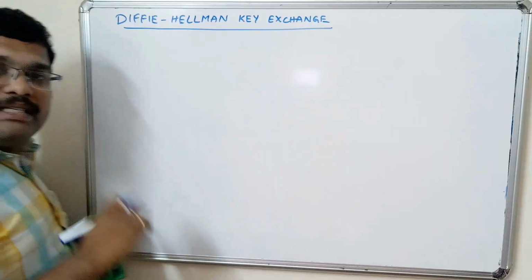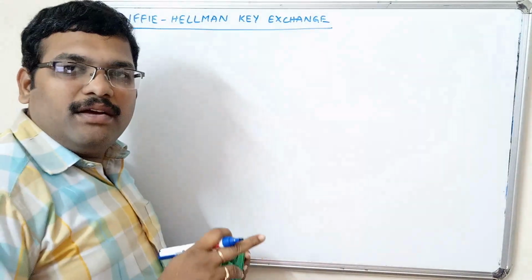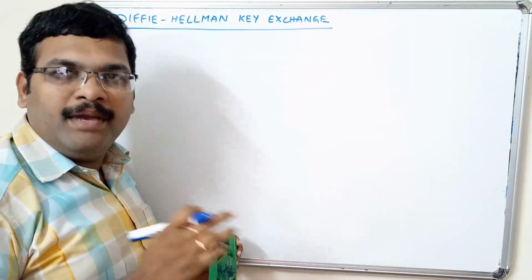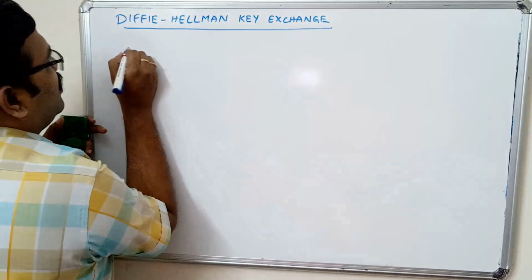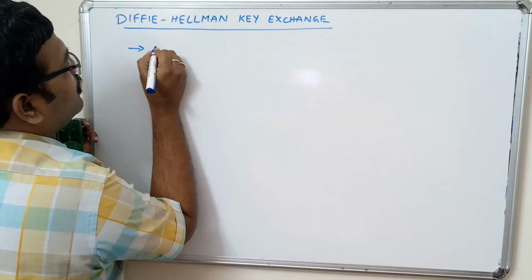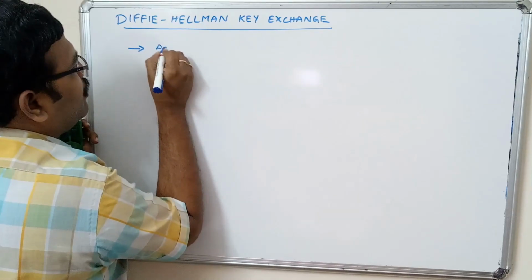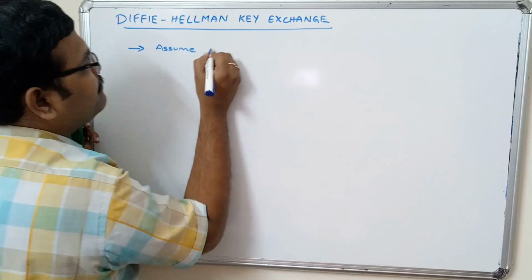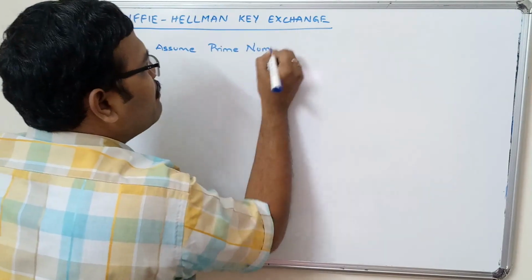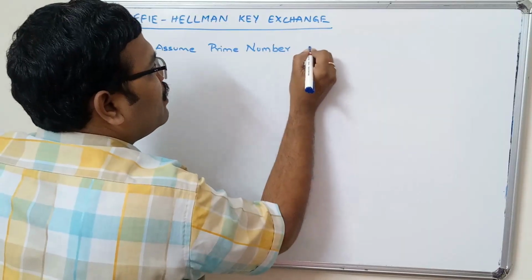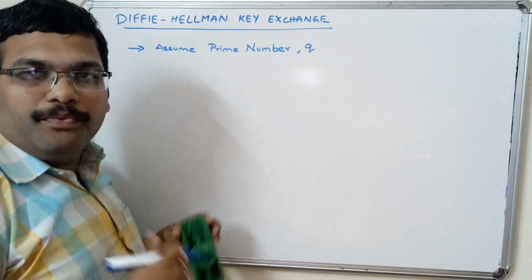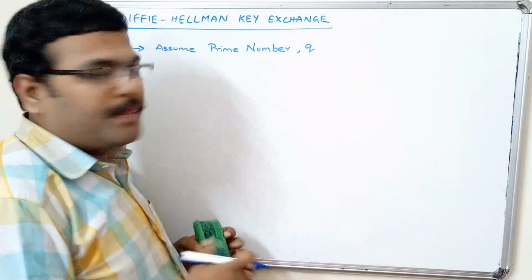As in the RSA algorithm, here also the first and foremost step is that we have to consider a prime number. The first step: assume prime number q, or p, whatever it may be.